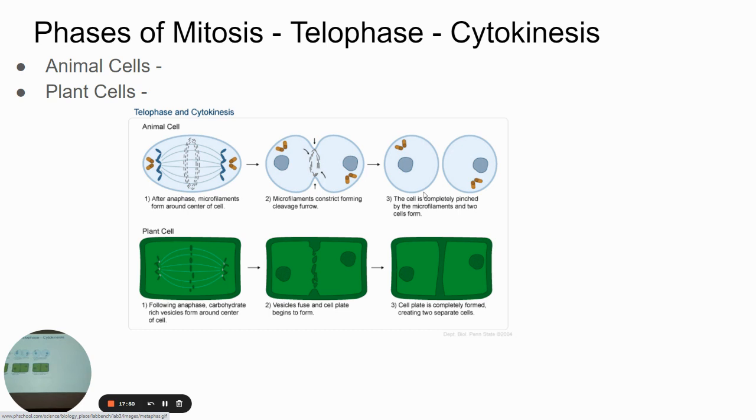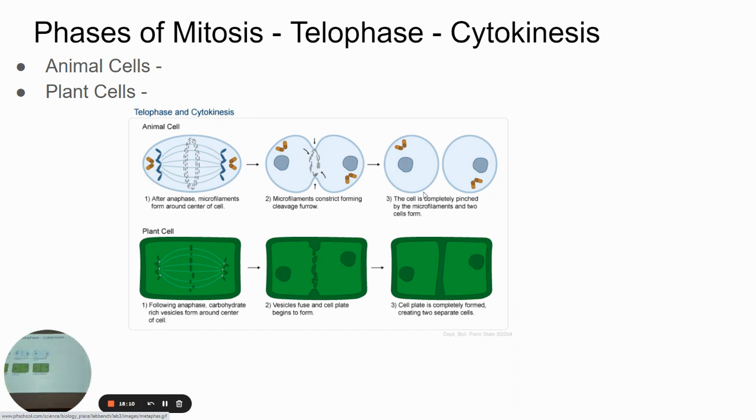It happens differently in plants versus animals. In animal cells, because their outer layer is just a flexible cell membrane, it basically pinches in and separates into 2 cells. And we could see that here. Cell membrane pinches in, and now we have 2 cells.